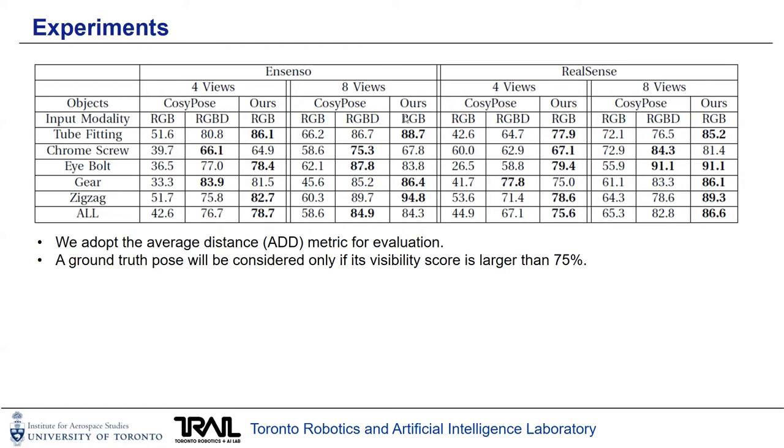This scenario is even clearer on the RealSense dataset. As we mentioned before, for the RealSense the depth quality is much worse. Then we can see that our approach, using RGB data only, can exceed the performance of the RGB version of COSY pose.